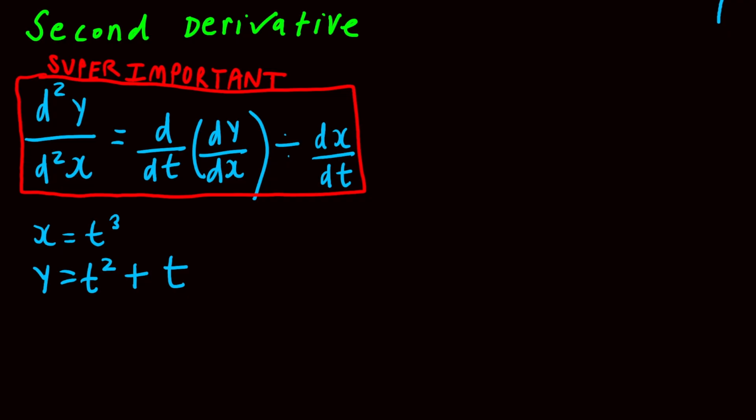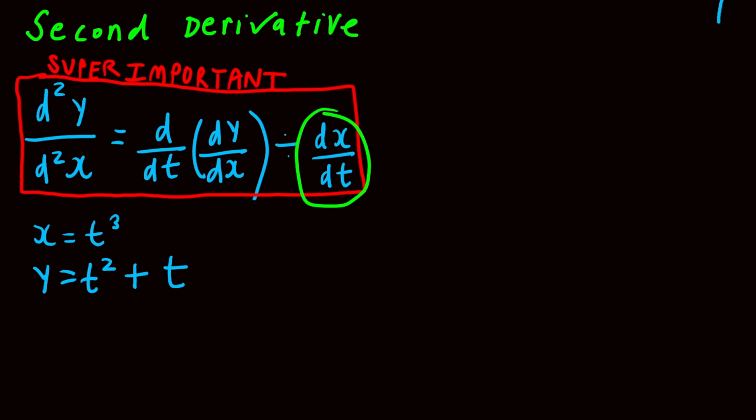If you want to find the second derivative, right, normally we just do this part, right? We just take the derivative of the first derivative. Now, for parametrics, you're going to have to divide by dx/dt. Why? Because when we differentiate dy/dx, you're actually taking the derivative with respect to t, not to x.